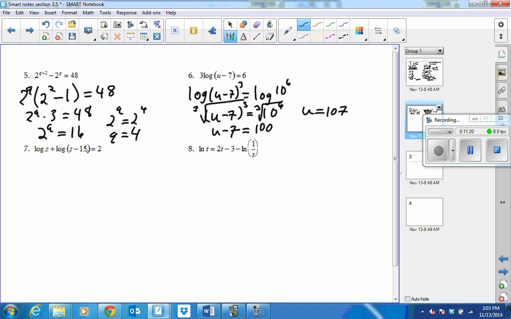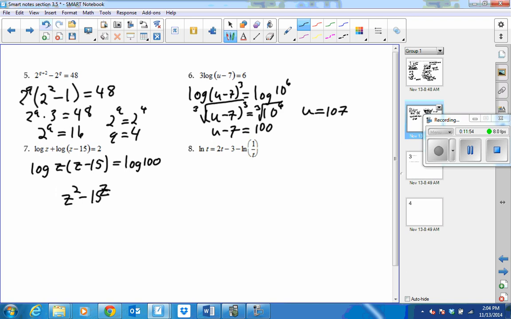Now going over here, we're going to do a similar thing on number 7. We need to find a base 10 log that would equal 2. So we can condense this side. It's going to be log of z times z minus 15. And over here, if I want a log base 10 that equals 2, that's going to be a log of 100, because 10 to the 2nd power would equal 100. So we now want to set z squared minus 15z.